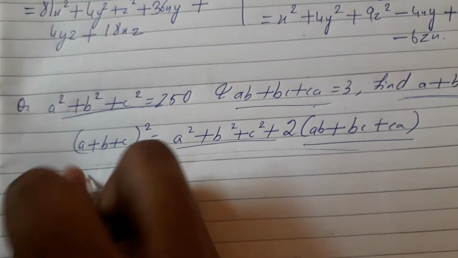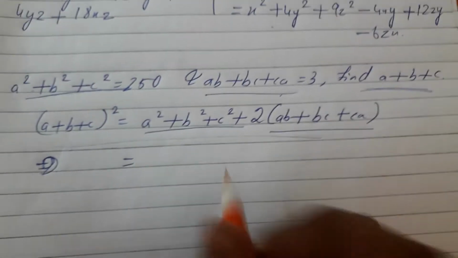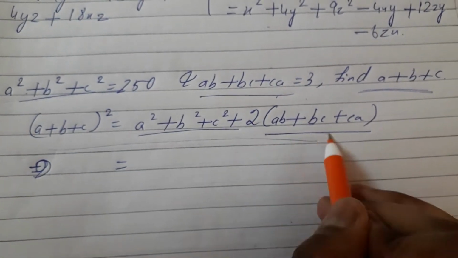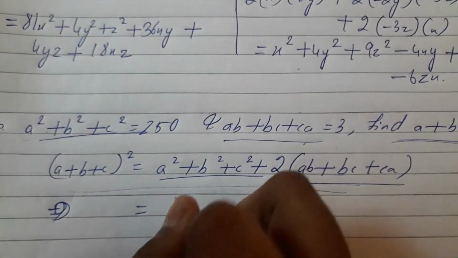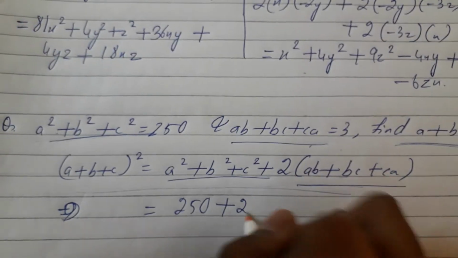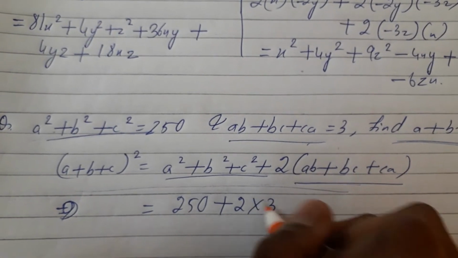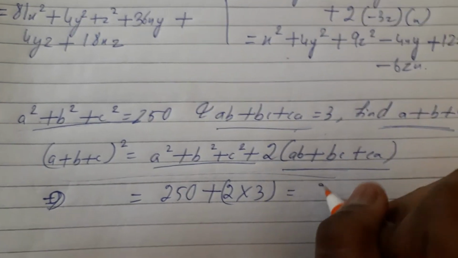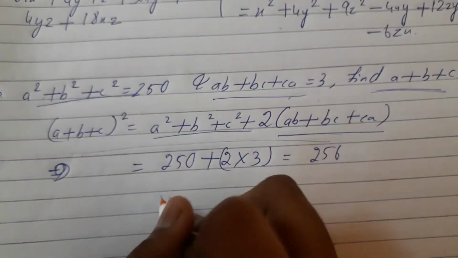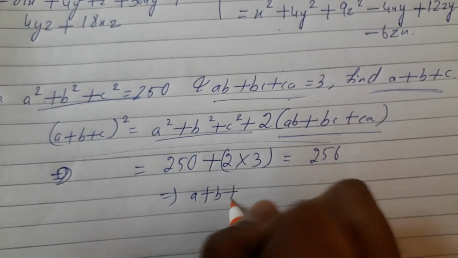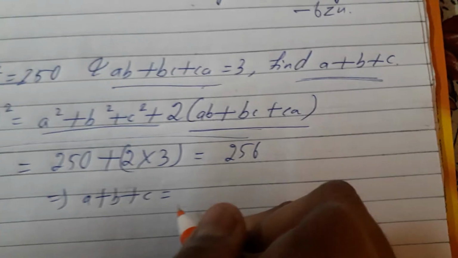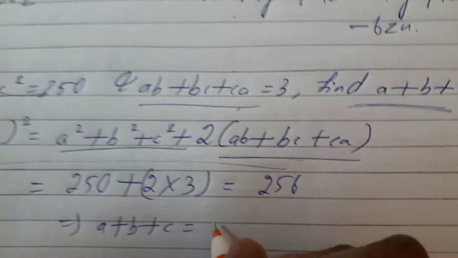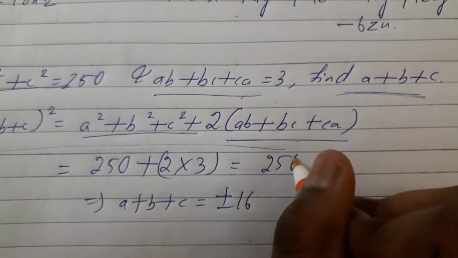Now put the value, just take 2 in common and put the value. See, this will be your 250 plus 2 into 3. Now this will be your 256. So a plus b plus c will be your what? This will be your plus minus 16. Root over means plus minus 16.